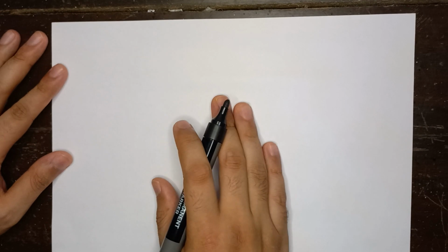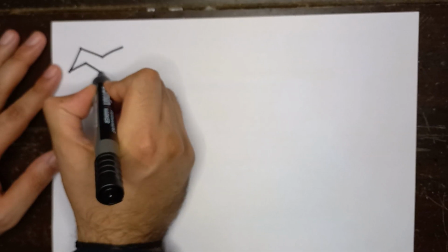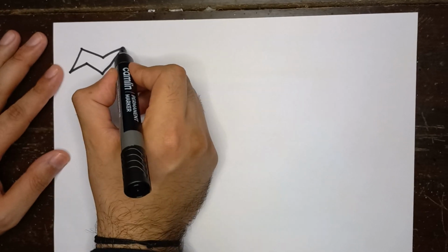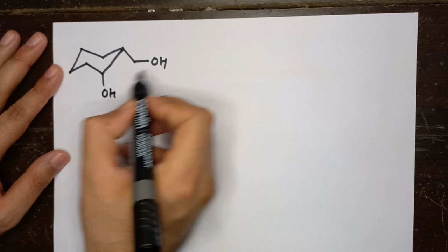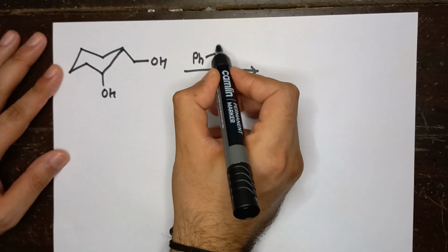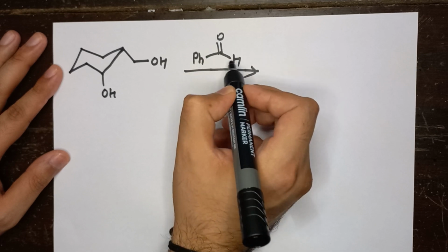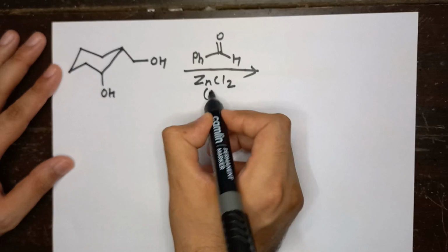Okay, so here is another question for you. We have CH2OH and we have OH here. And I'm reacting this with PhCHO, that is nothing but benzaldehyde, with zinc chloride as a Lewis acid.